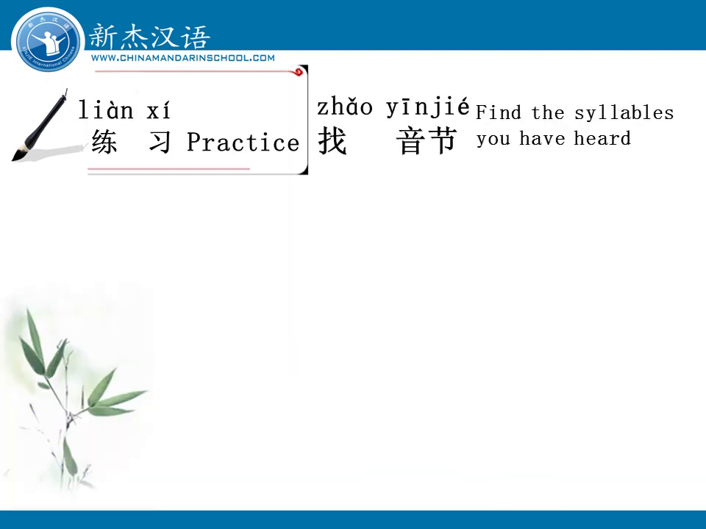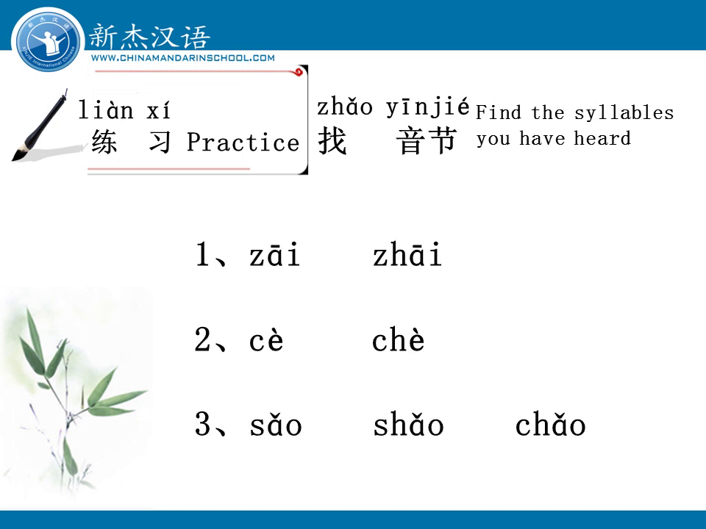Practice. Please find the syllables according to what you've heard. Each will be read twice. Ready? Number one. 摘 摘. Number two. 撤 撤. Number three. 少 少.